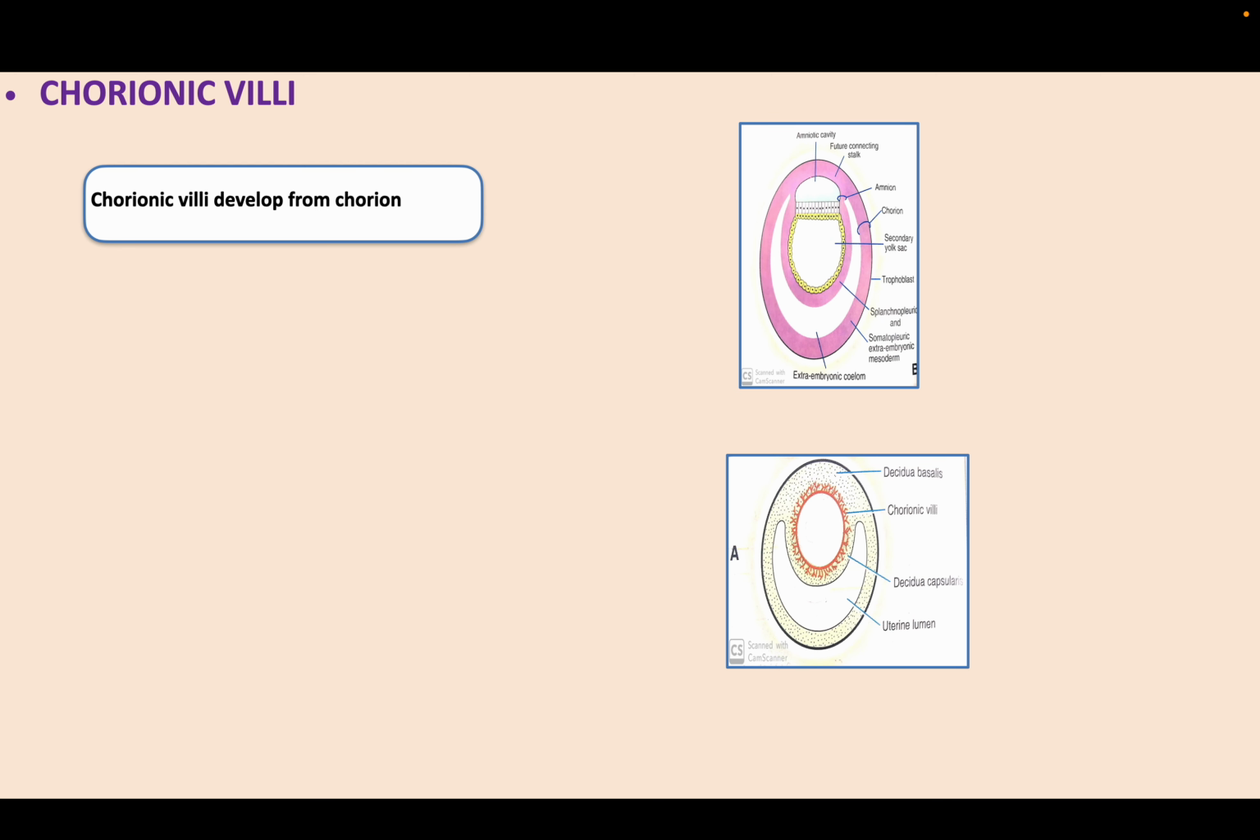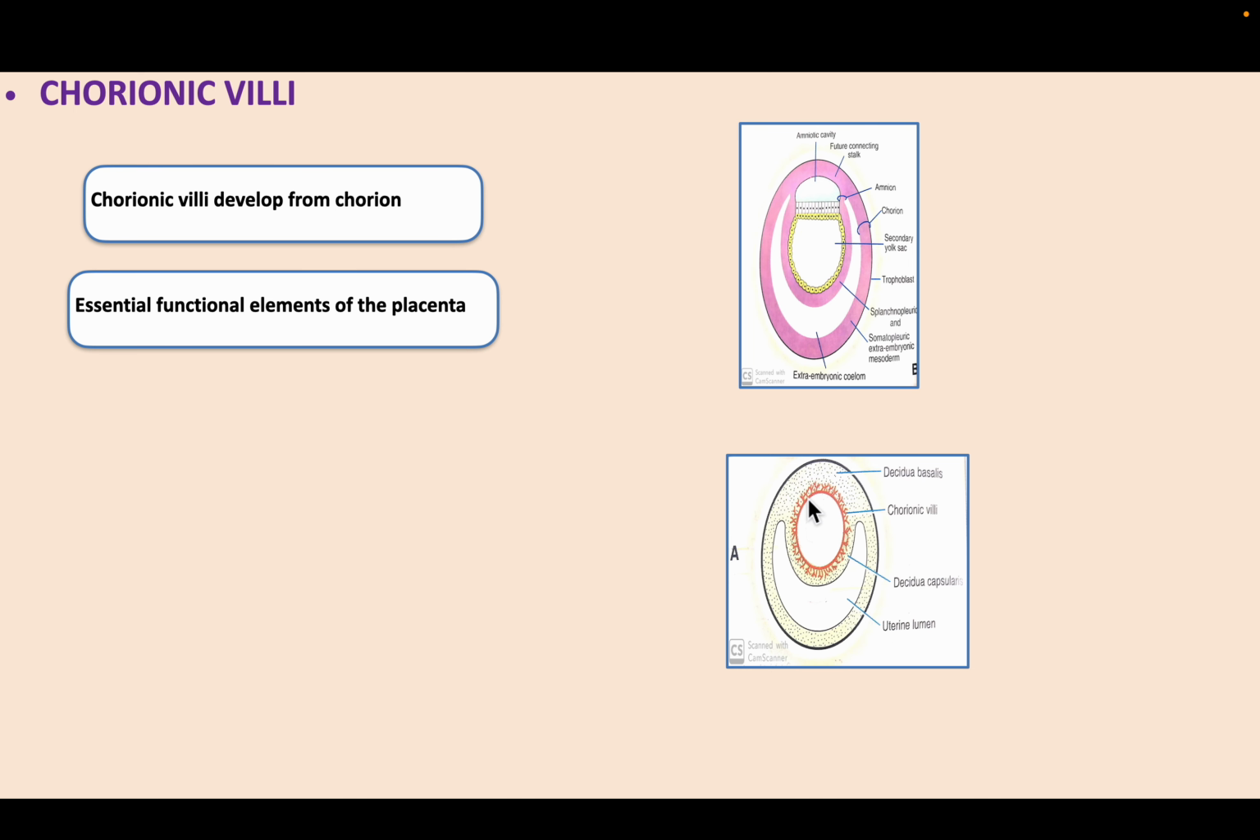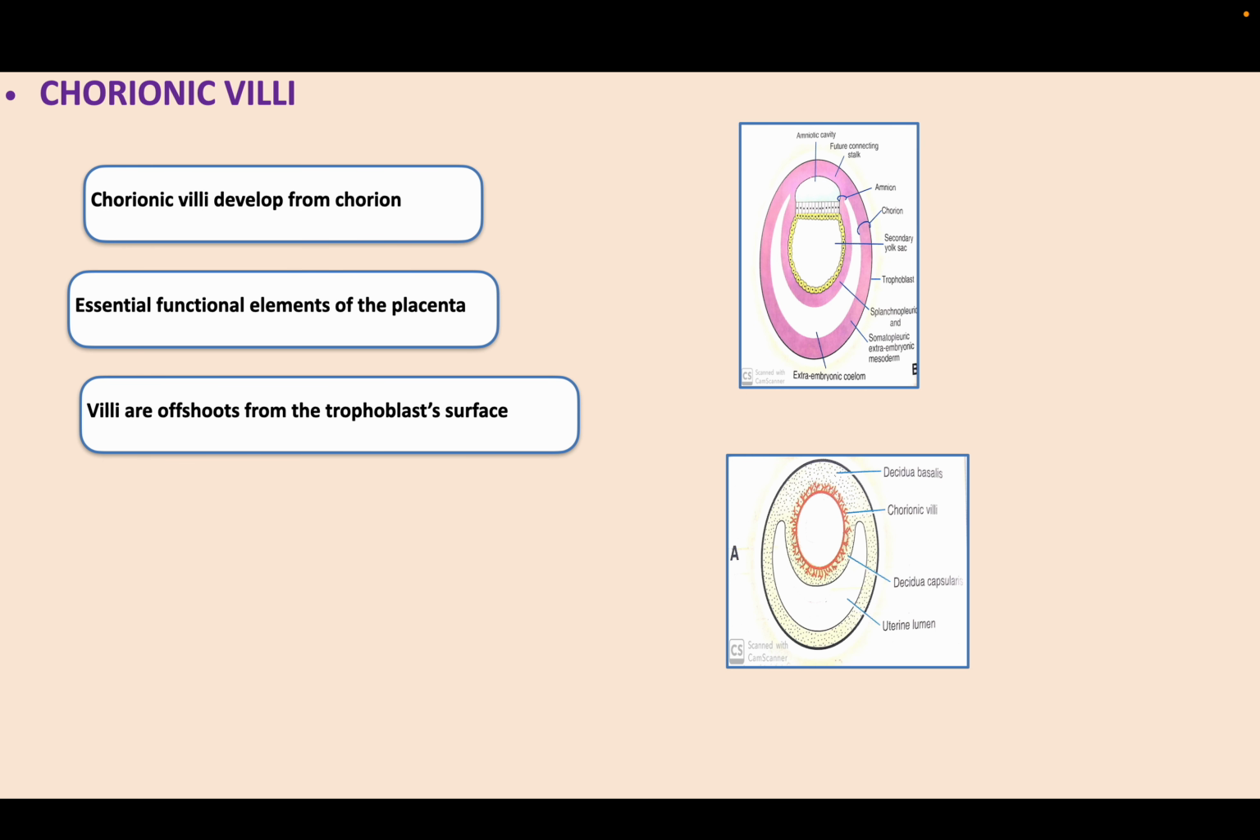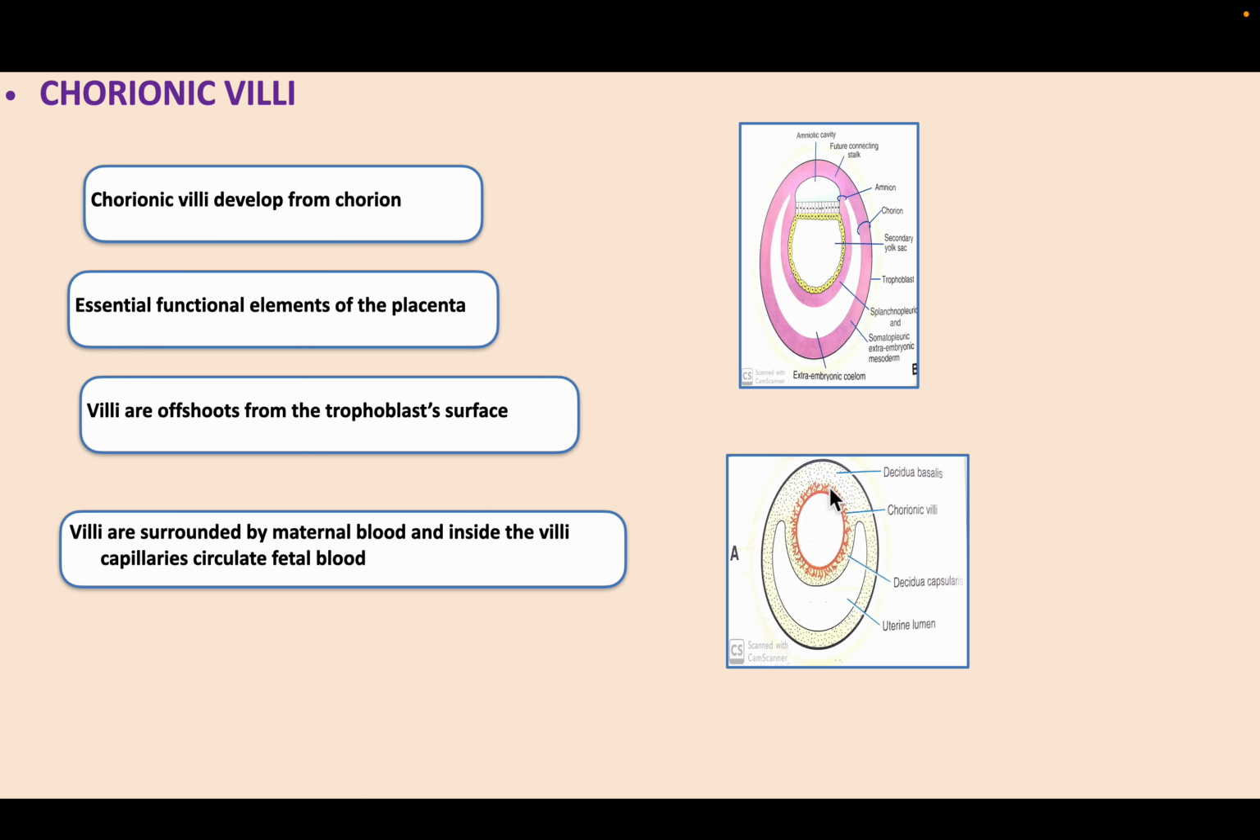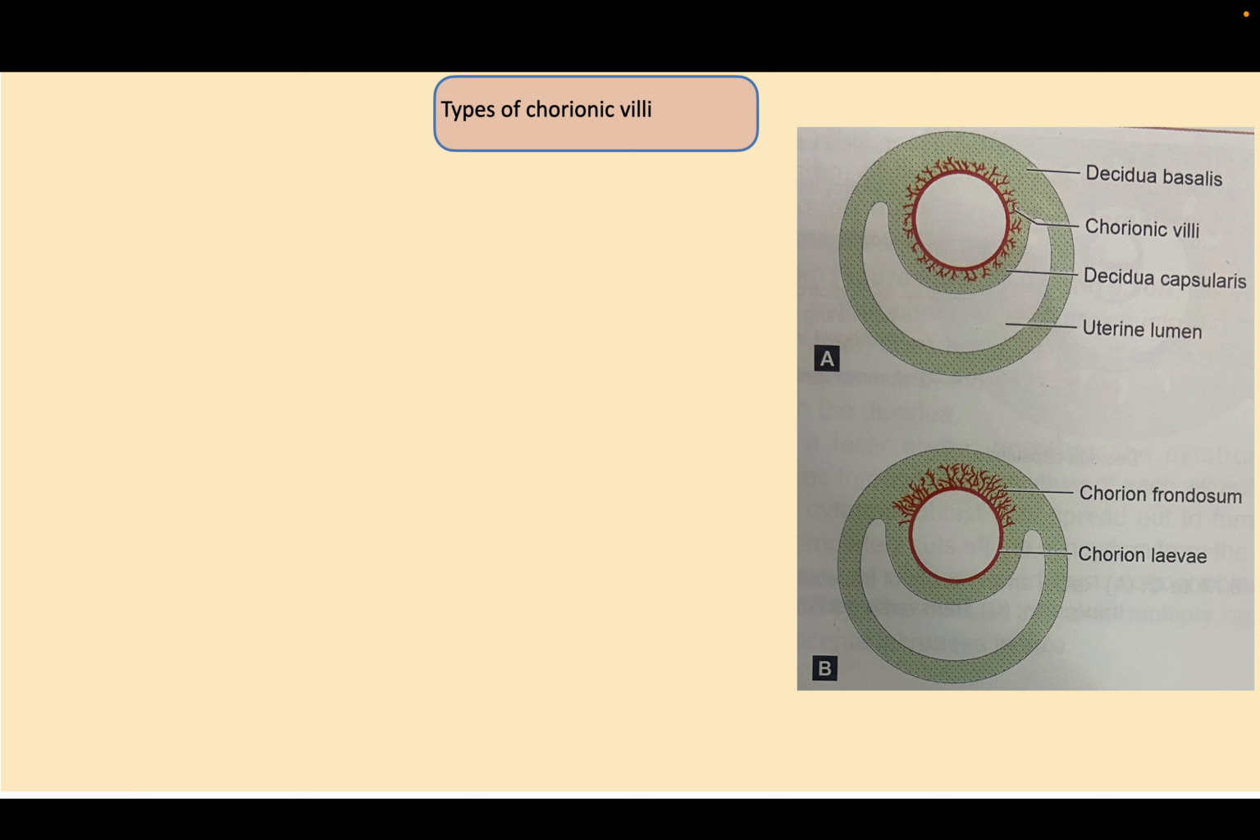Coming to chorionic villi. Chorionic villi develop from the chorion. So this is the chorion, and from these structures the villi develop. We call them chorionic villi. These villi are the functional elements of the placenta. Villi are offshoots from the trophoblastic surface of the chorion. You can see here, this is the trophoblast, so these are the offshoots coming out from that. Villi are surrounded by maternal blood, and inside the villi, capillaries circulate the fetal blood.